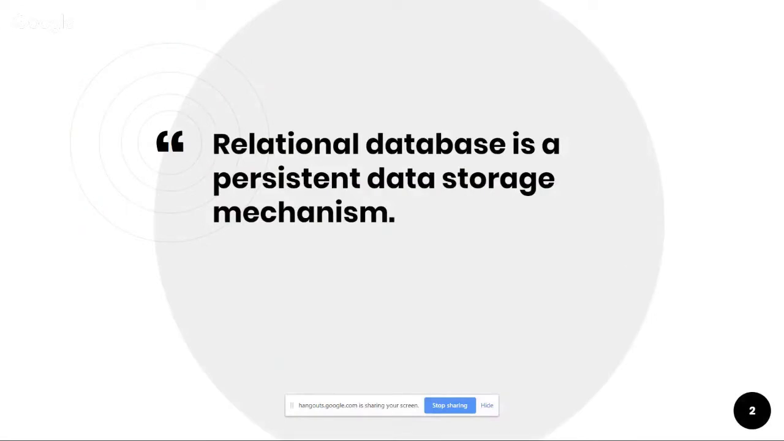First of all, I want to clarify that a relational database is a persistent data storage mechanism. Lots of software applications rely on databases to store information. Relational databases group information by categories. These categories are called tables. Each table has data organized in rows.